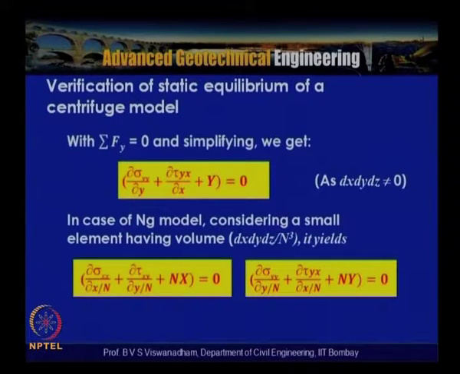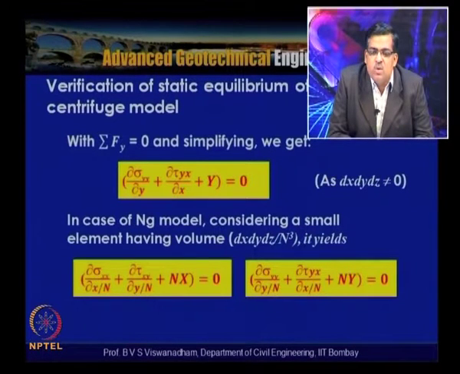Similarly, when you look into sigma Fy is equal to 0 in the vertical y direction, and simplify the different forces, what we get is dou sigma yy by dou y plus dou tau yx by dou x plus Y is equal to 0. Again, as dx dy dz cannot be equal to 0, these are the equilibrium equations for the prototype, the two equations, one of which is here in the y direction.